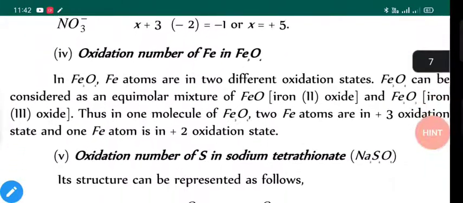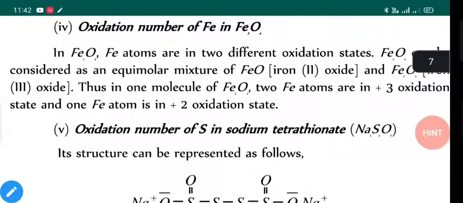Now the next example is about Fe3O4. We already discussed this example. Fe3O4 is a mixture of two different oxides of Fe, ferrous oxide and ferric oxide. That means FeO and Fe2O3. So FeO contains plus 2 oxidation state of Fe and Fe2O3 contains plus 3. So out of 3 Fe, one has plus 2 oxidation state and 2 have plus 3 oxidation state, and the average of all of these 3 will be 8 by 3. We already discussed this example in the previous lecture.